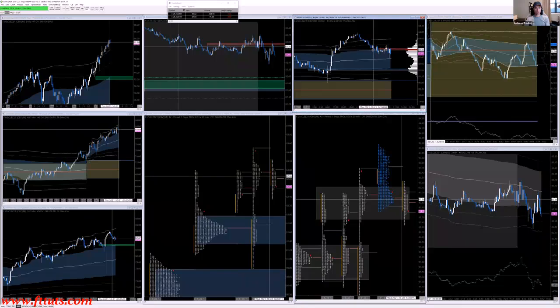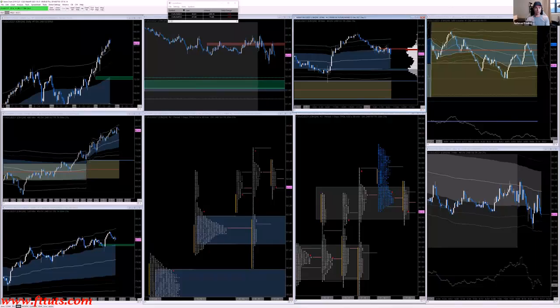Let me just put this here too. Usually I don't update DMI type stuff on the fly like that. So I'm just going to remind myself there that we started out the day bullish from that area.